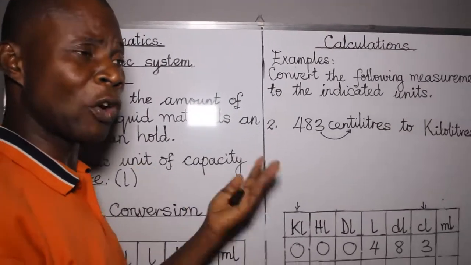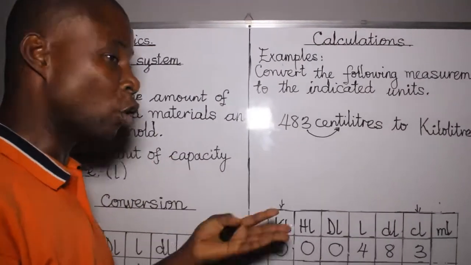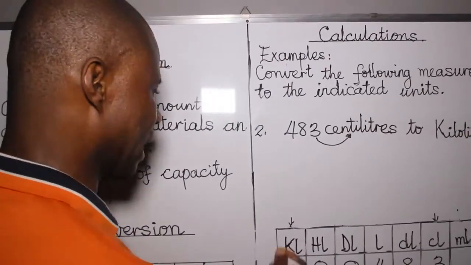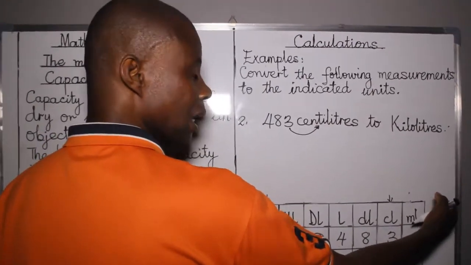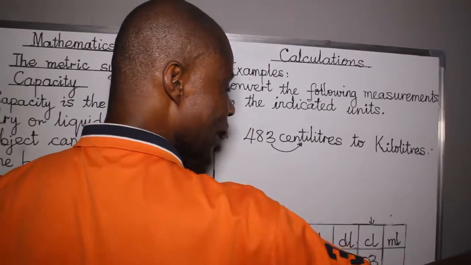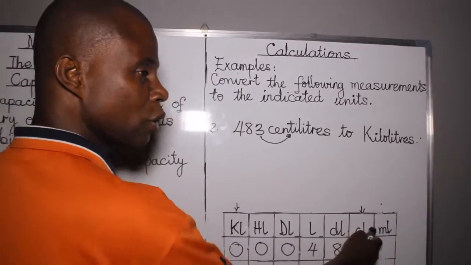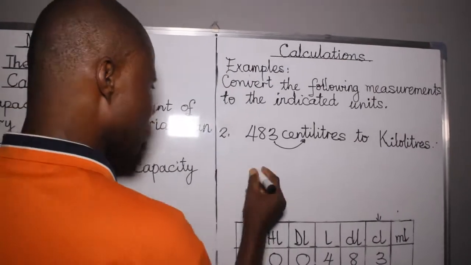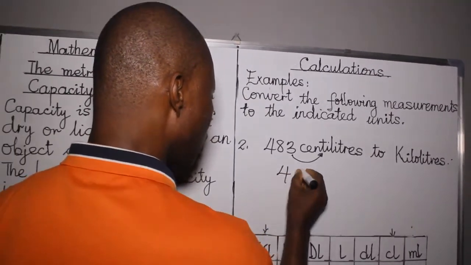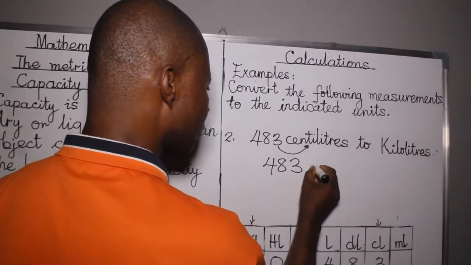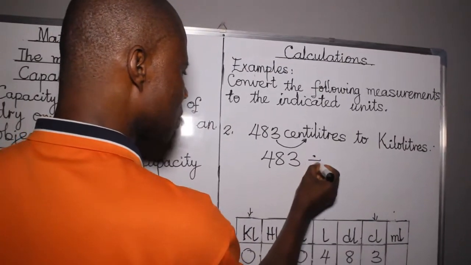Now, the formal method, or the old method, has to do with multiplication. When you are going to the right, you multiply. When you are going to the left, you divide. But this time around, we move from the lower units to higher units, so we divide. And so we have 483 to be divided by what?